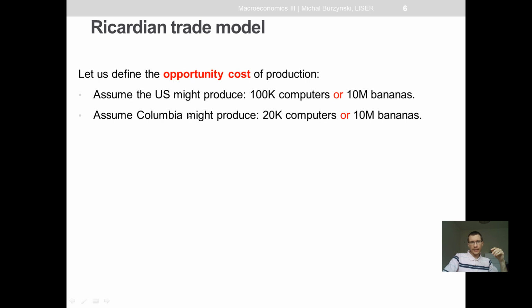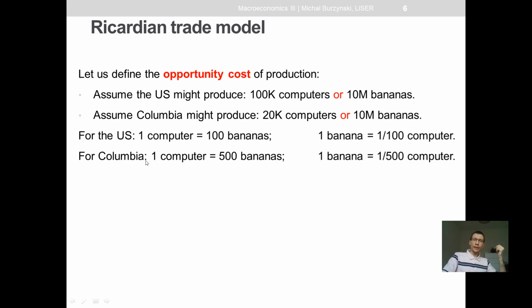Secondly, note that the United States is relatively more productive in producing computers than in producing bananas, and vice versa for Colombia. How to formalize this? Well, let's try to define this opportunity cost of production.